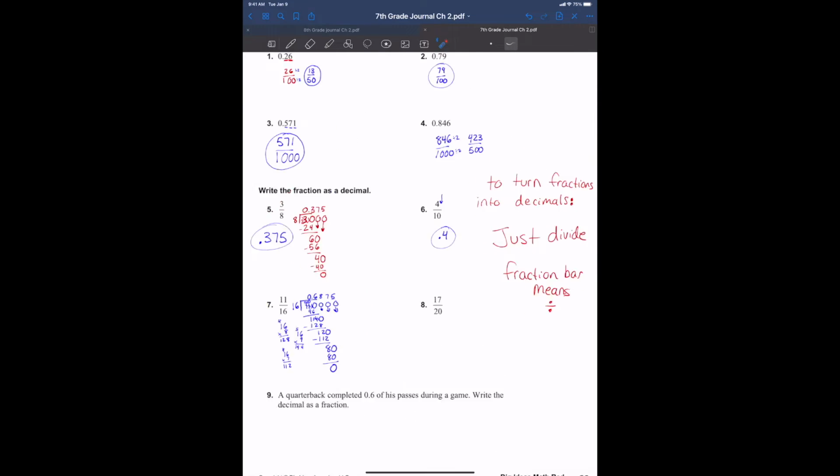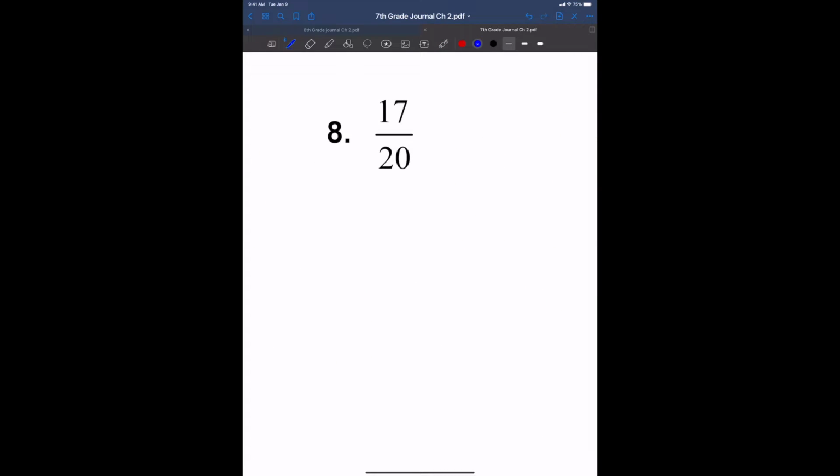Okay, let's go ahead and do number 8 together. 17 divided by 20. That's how you turn it into a decimal, right? Who goes inside? 17. Or sorry, outside is 20. How many 20s can go into 17? 1. Wait, what? 0. Silly gooses. Oh, yeah, no, that's 17. How many 20s can go into 170?